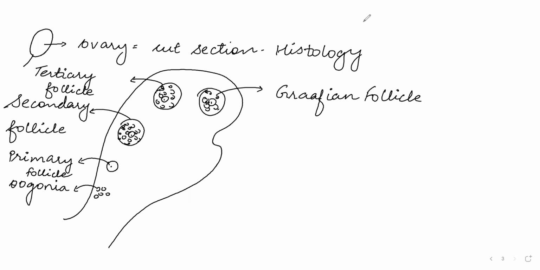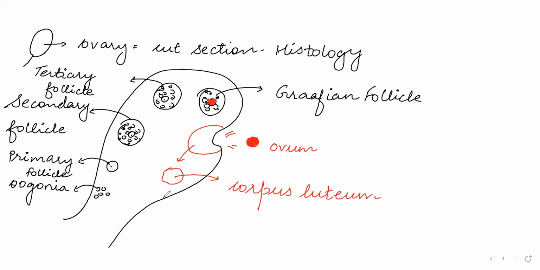Now, students, at the center of this Graafian follicle, here is the main cell, which is the ovum. Then a point comes where the Graafian follicle will break and release the ovum out. So this is the ovum which is released out. And then this Graafian follicle gets converted into another group of cells, which is called the corpus luteum. And the corpus luteum further gets converted into another group of cells, which is called the corpus albicans.